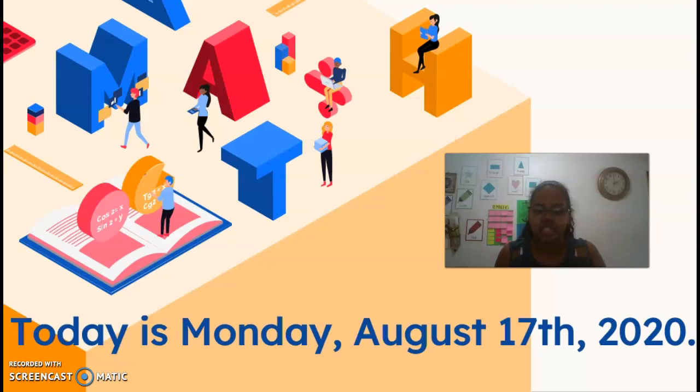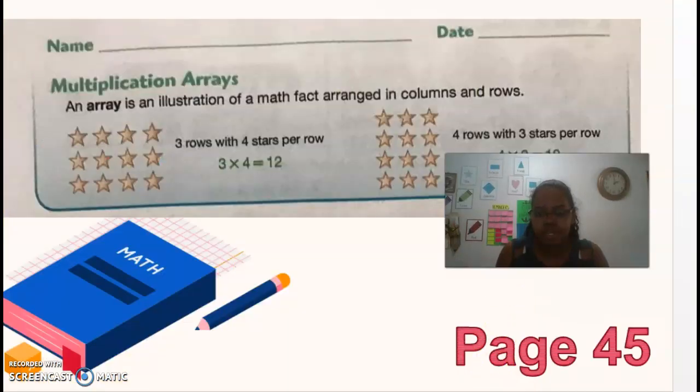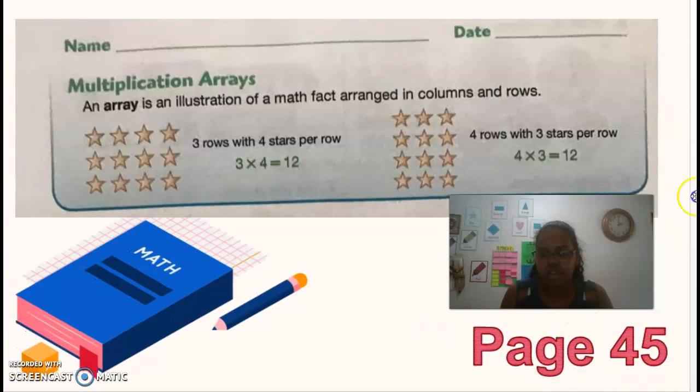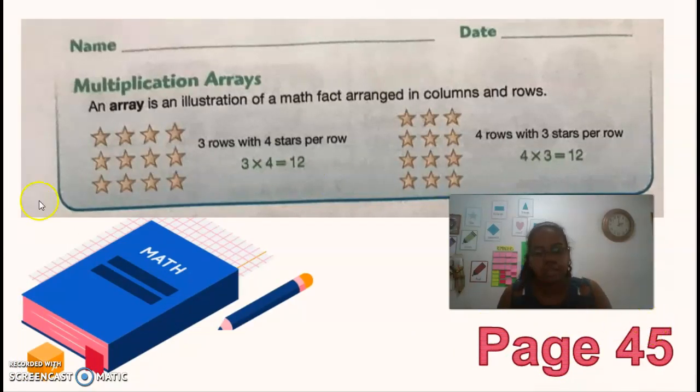And in our math class today we're going to learn about the one multiplication formula. Today is Monday, August 7th, 2020, and we are going to learn about multiplication arrays. So, we're going to find the information on book page 45. The multiplication array is an illustration of a math fact arranged in columns and rows.